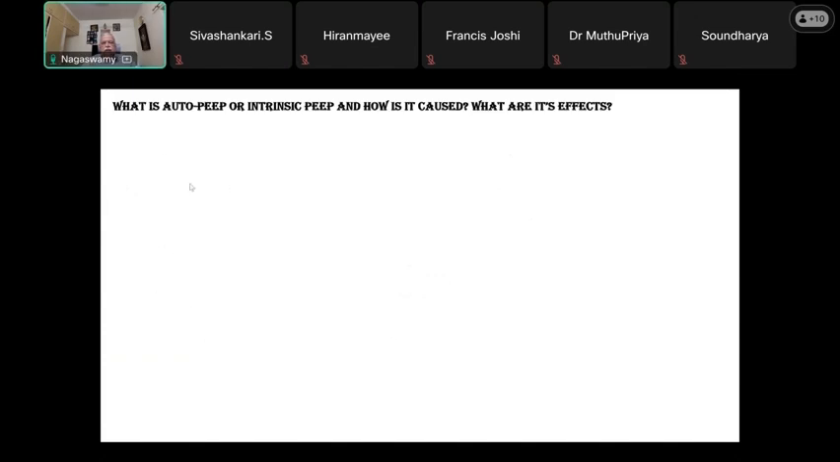Then there is another category called auto PEEP. What we have been talking about so far is PEEP applied by us through mechanical ventilation, which is called extrinsic PEEP. But patients can develop an intrinsic PEEP or auto PEEP. Which conditions cause that and what are its effects? COPD. Intrinsic or auto PEEP can also be a complication of mechanically ventilated patients.